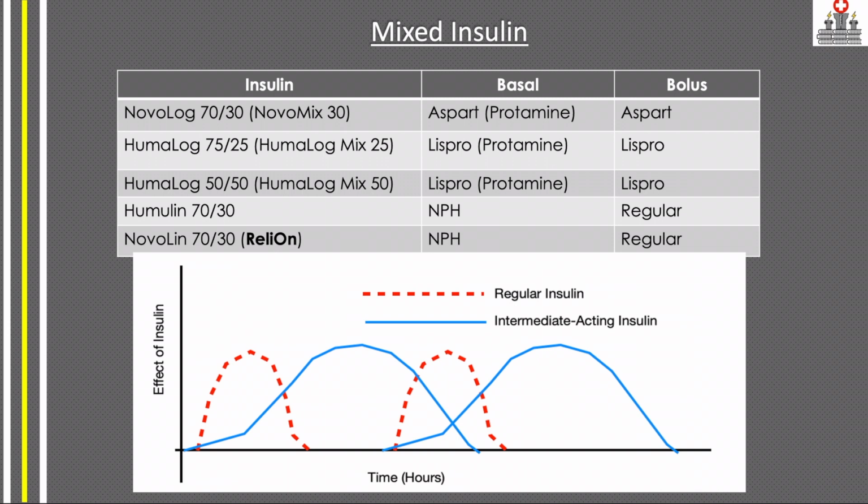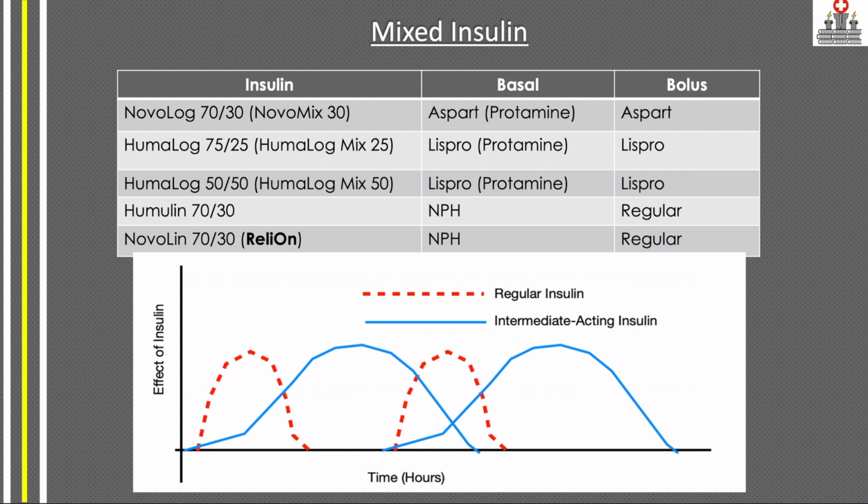If we look at the first one, Novolog 70/30, also known as Novomix 30, that means 70% of that drug is basal and 30% is bolus. If we look at this graph on the bottom, we see it's twice daily injection. The first peak in red corresponds to the morning administration and covers breakfast. We see the intermediate acting peaks throughout the day and covers lunch. And again, the second injection of the day will cover dinner and overnight.